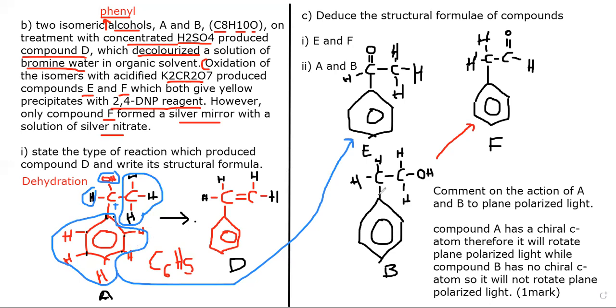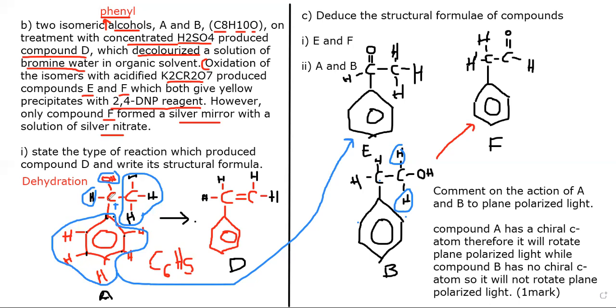If we look at compound B, this carbon with the OH group has 2 hydrogens, 2 same groups, so it cannot be chiral. This one, 2 hydrogens. These have 2 carbons on both sides. So these carbons in the ring are not chiral, right? But this is not chiral either because it has 2 hydrogens. So compound B is not chiral, it will not rotate plane polarized light. Compound A has a chiral carbon, so it will.